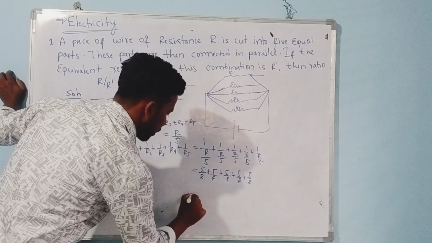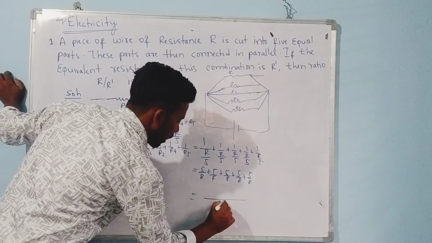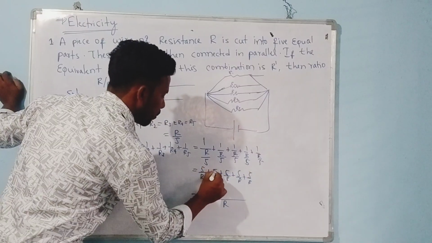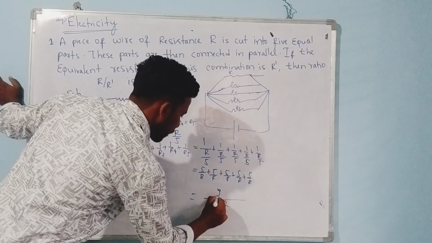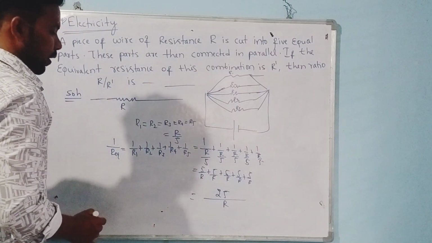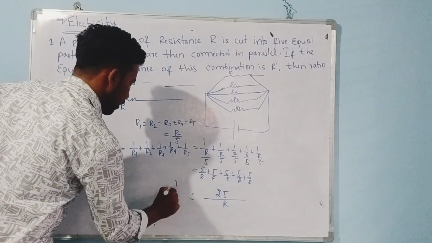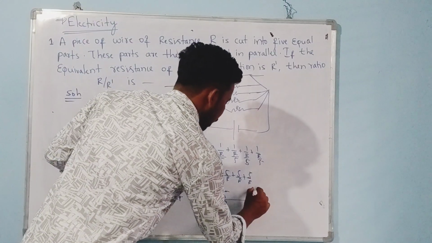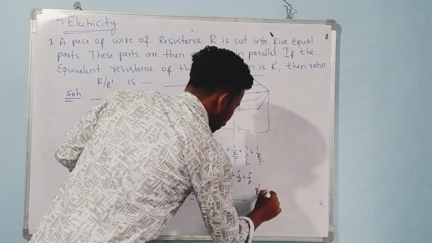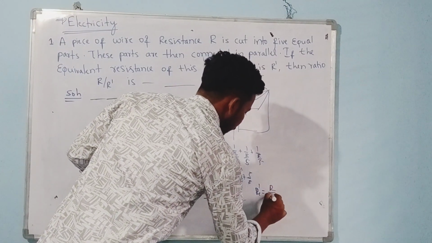Now what is the LCM? Here you have the same denominator R. Then you will add 5 plus 5 is 10, 10 plus 5 is 15, 15 plus 5 is 20, 20 plus 5 is 25. 25 by R. What is this? 1 by R equivalent. Now R equivalent is equal to what? R dash is equal to R by 25.